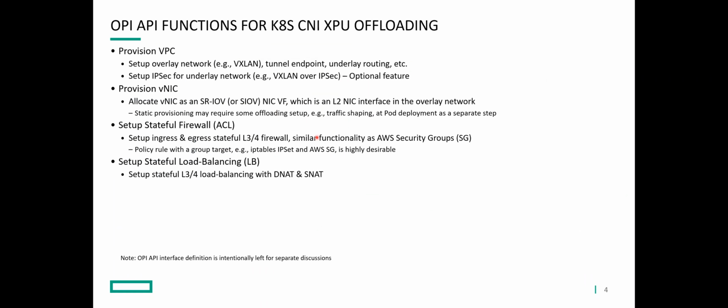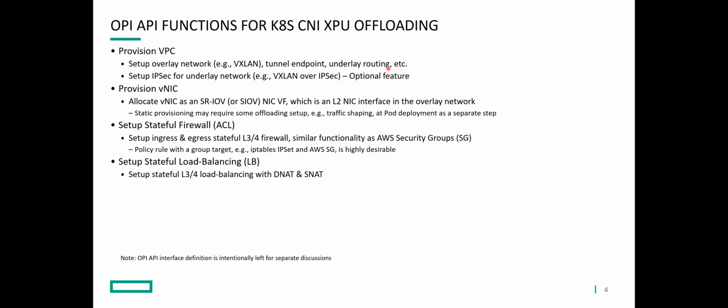And the next page shows the four main functionalities the API needs to provide to support this design. For each category, it doesn't mean there has to be a single API. I expect each category of function to be associated with a set of APIs. The first one is to provision the VPC. This is to set up overlay networks such as VXLAN by setting the tunnel endpoint and underlay routing. This could be static or dynamic with BGP.